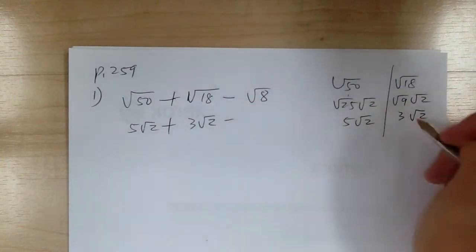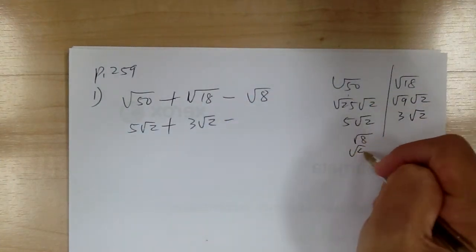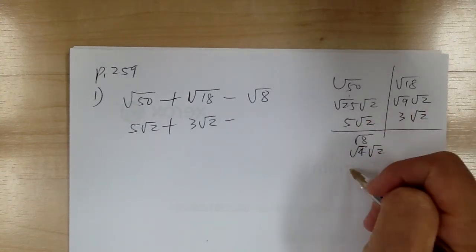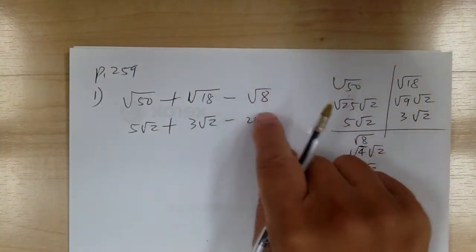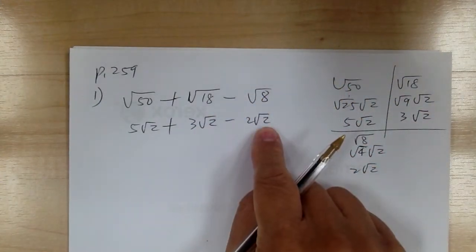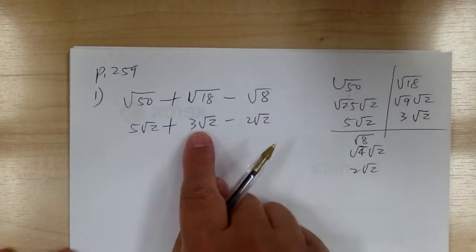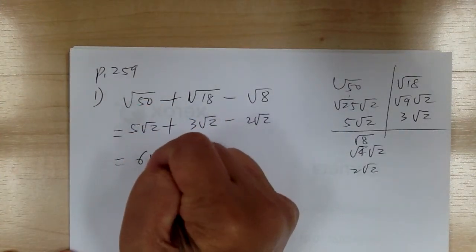Okay, and the square root of 8, you can break it down into square root of 4, square root of 2. So this will give you 2 square root of 2. So go off to the side, simplify each one of these. Then after that, you can go and combine the like terms. So 5 plus 3 is 8, minus 2 gives you 6. So it would be 6 square root of 2.